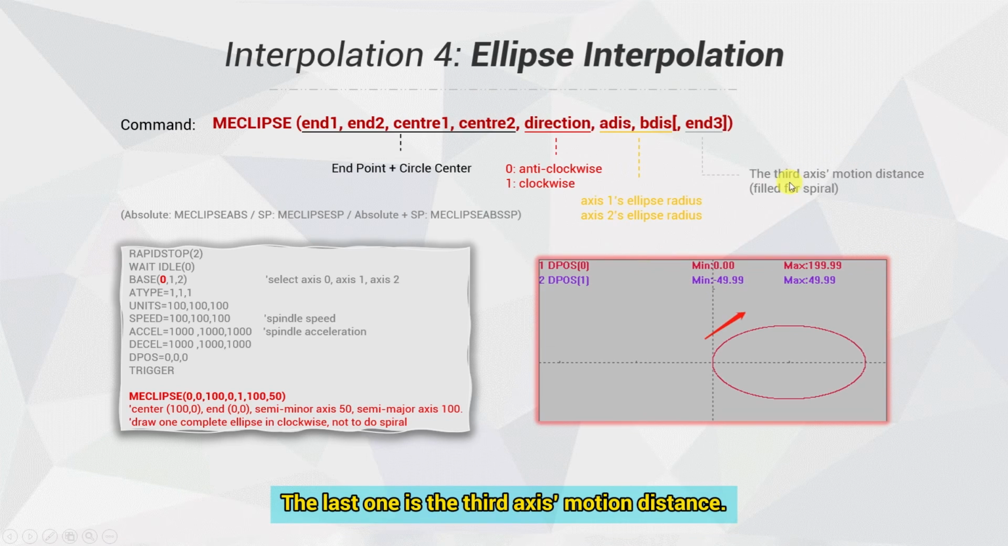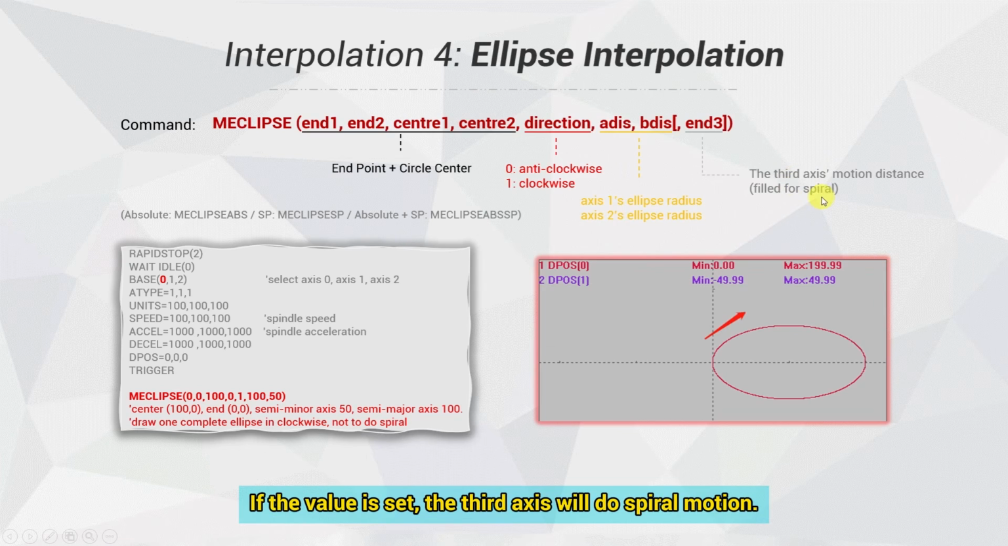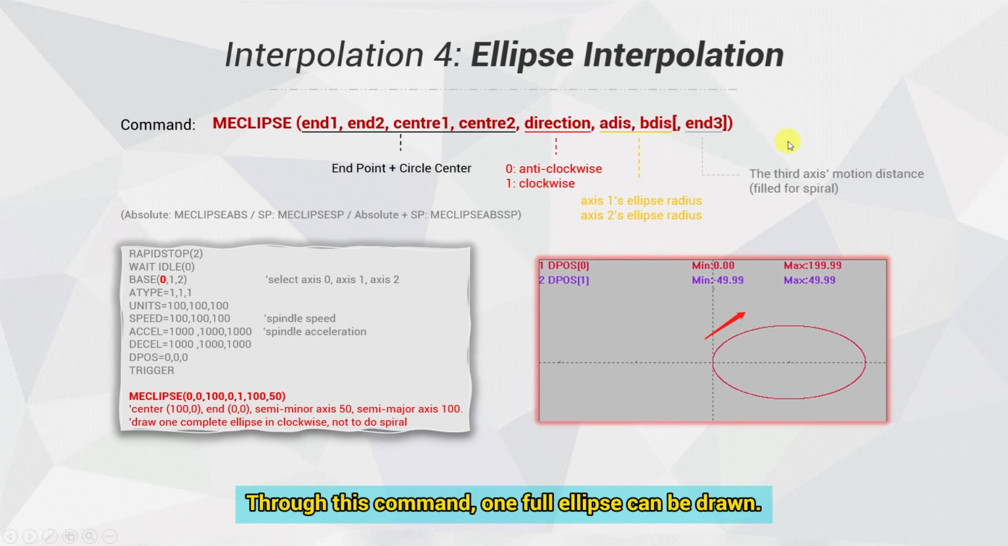The last one is the third axis motion distance. If the value is set, the third axis will do spiral motion. Through this command, one full ellipse can be drawn. But the ellipse is perpendicular to or parallel to the X.